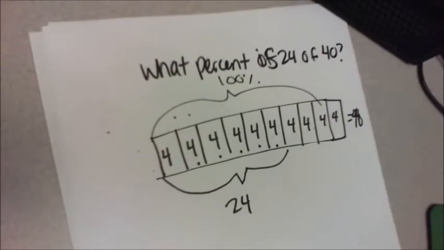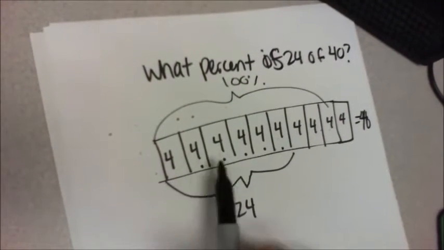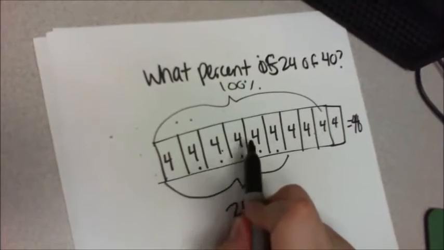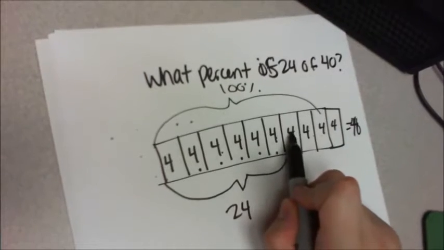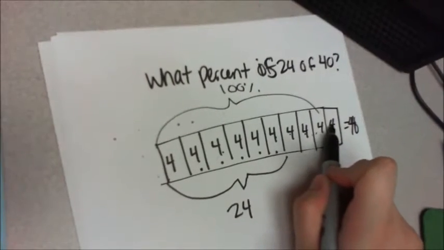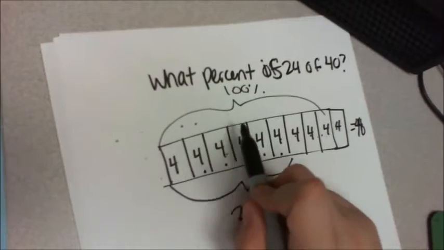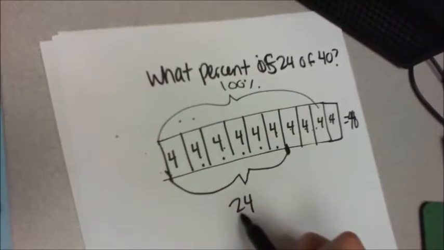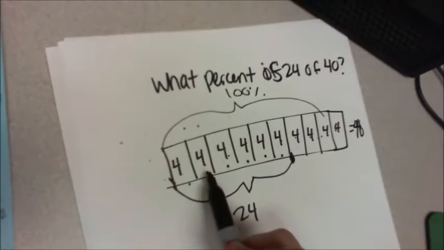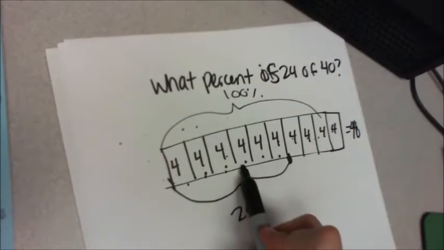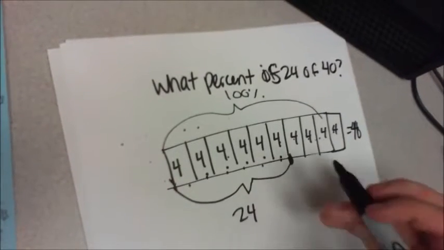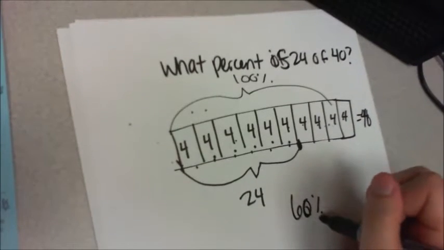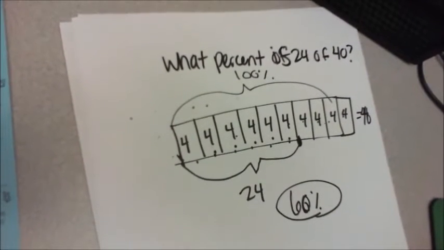So if 10 boxes all add up to 40, that means each of these boxes is worth 10%, right? 10, 20, 30, 40, 50, 60, 70, 80, 90, 100 create my 100% umbrella here. So how many boxes did I use here to get to 24? 10, 20, 30, 40, 50, 60. Which means then that 24 is 60% of 40.